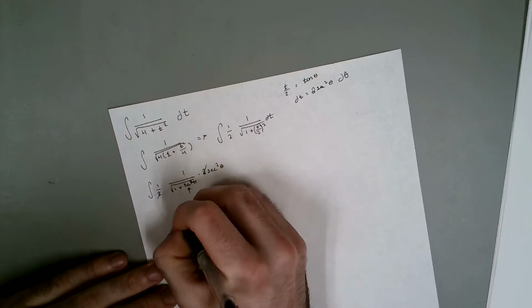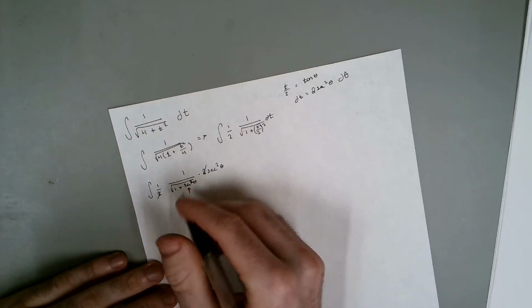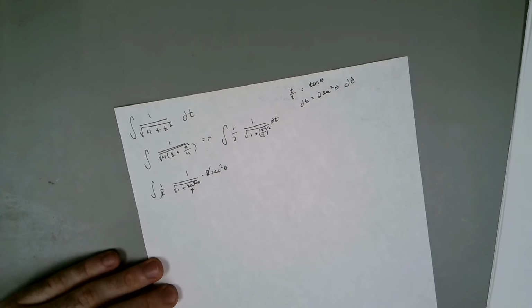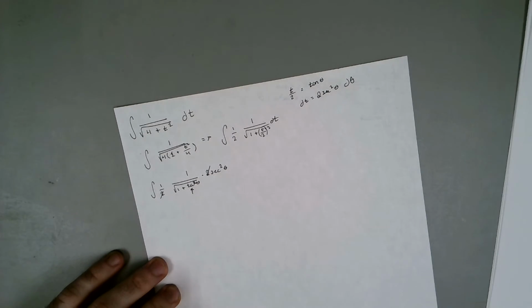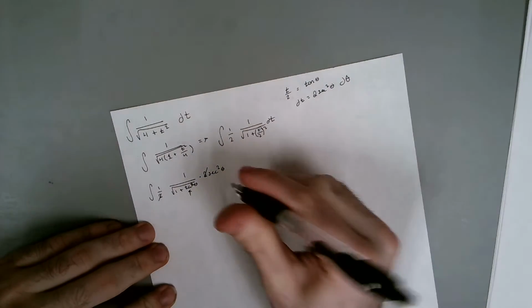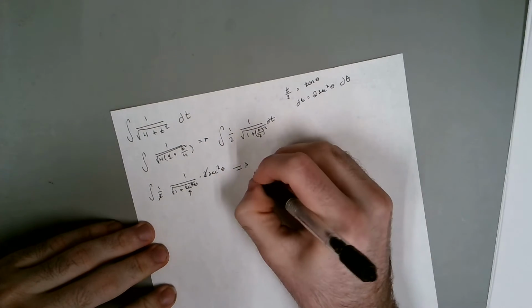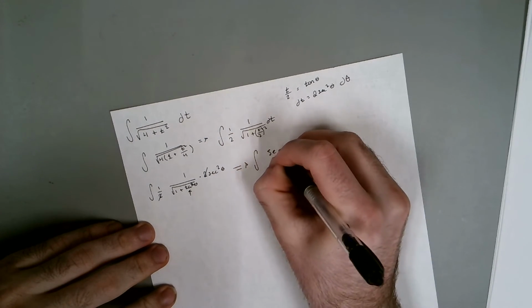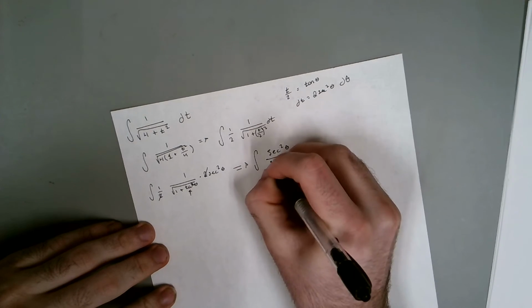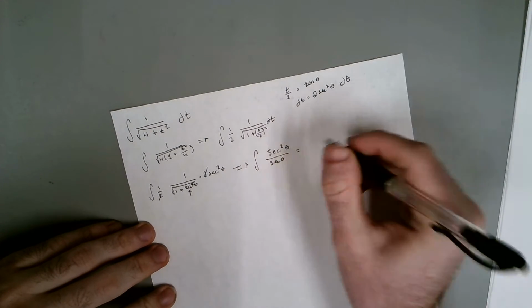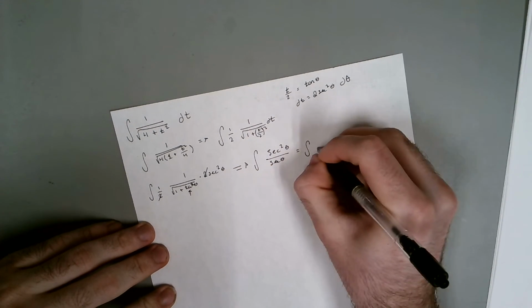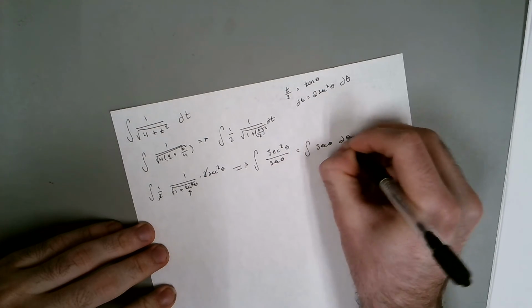This one is going to end up being a secant theta, right? Because the 1 plus tangent squared theta is going to be secant squared theta, and then we're going to take the square root of that, so it's going to be secant theta. So then we're going to get the integral of secant squared theta over secant theta, which is the integral of secant theta d theta.